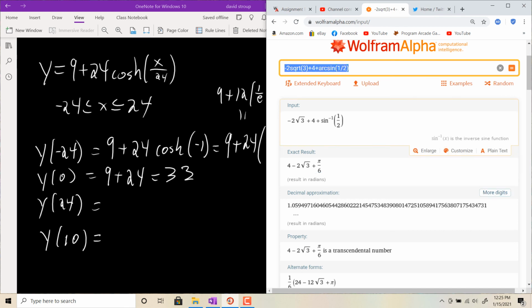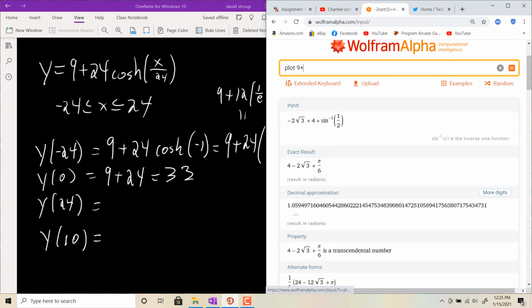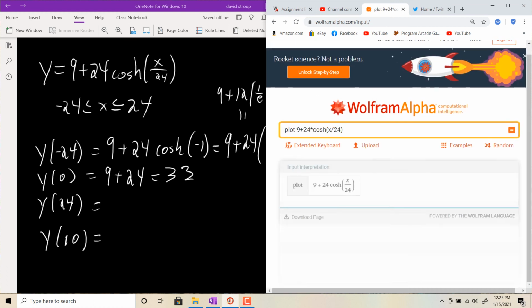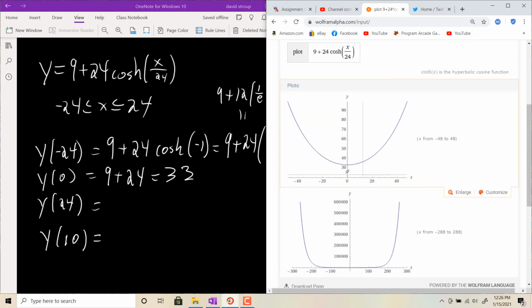Probably Wolfram will plot it if you wanted to plot 9 plus 24 times cosh of x over 24. Let's see if it'll do that for us. It's pretty uninformative if you ask me. But let's see what this is. Does it tell me what point that is? Not really.